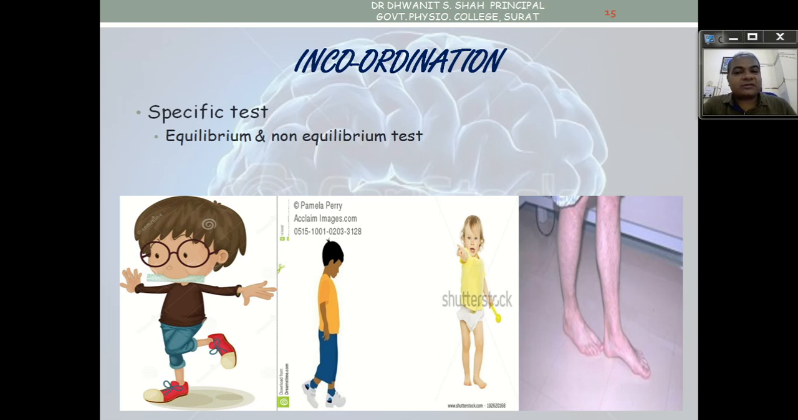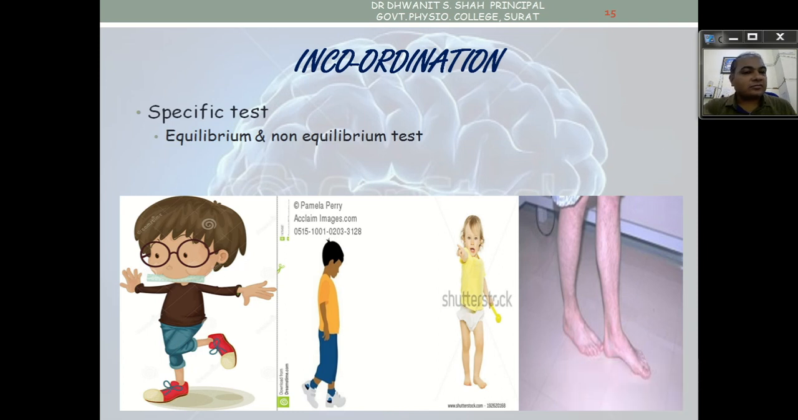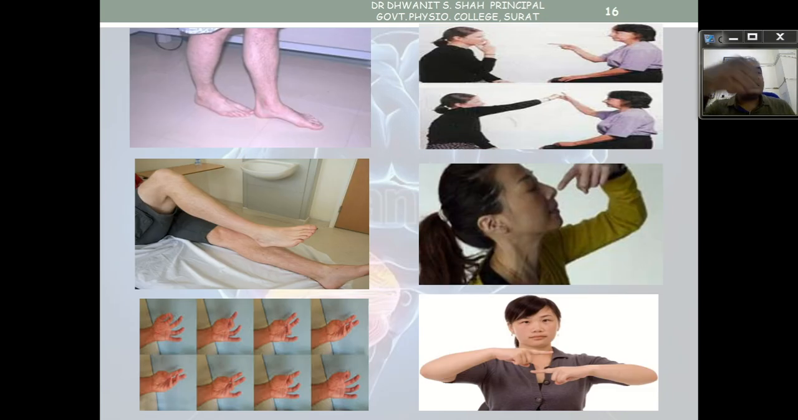Next, incoordination: there are special tests for incoordination. There are many equilibrium and non-equilibrium tests, which you must already know from your second-year syllabus. For equilibrium, you can find single leg stance, walking or alternate walking with wide steps, and the heel-to-toe gait pattern. Next is the heel-to-shin test, dragging the heel from the shin to the knee.